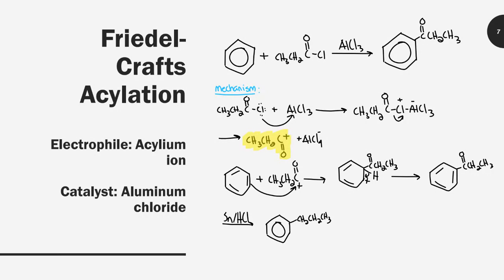But yeah, if you want to make a straight chain alkylbenzene, you can react with whatever R group here, and then you end up with this product. Then if you reduce with tin and hydrochloric acid, that'll reduce this carbon and add 2 hydrogens here, and that will form a straight chain alkylbenzene. That's if you want to form an unrearranged alkylbenzene, which you can't really do with alkylation because of the rearrangement. So that's the important part.